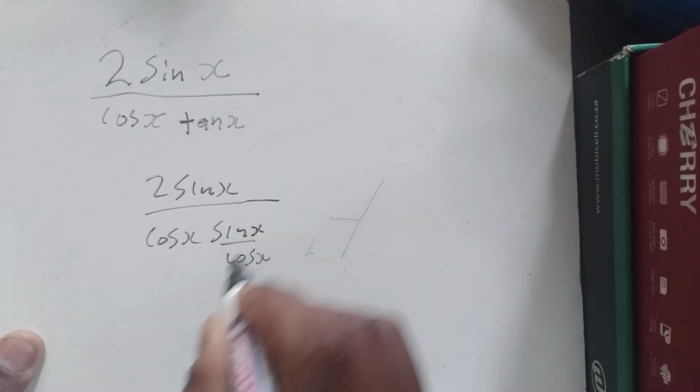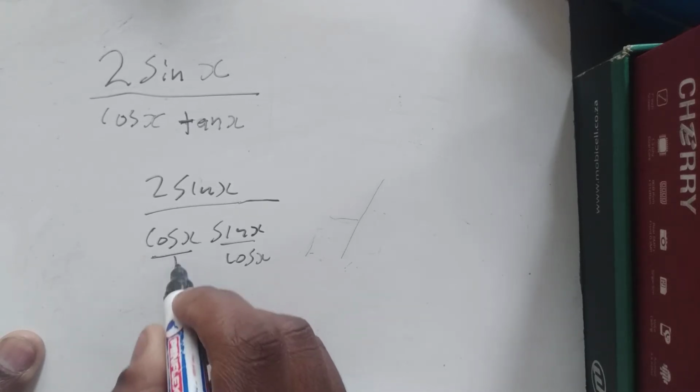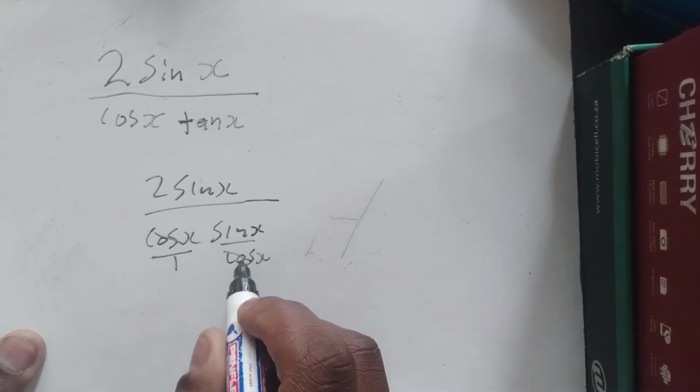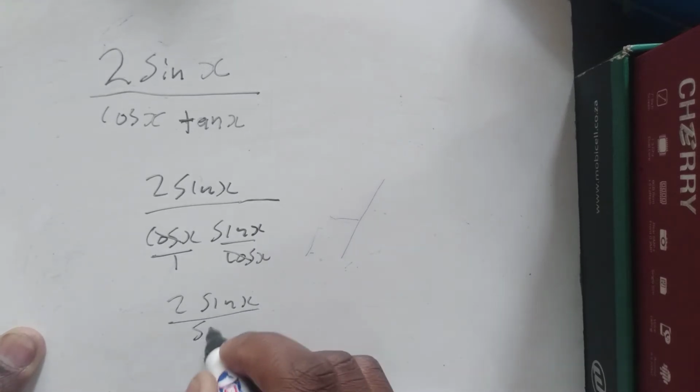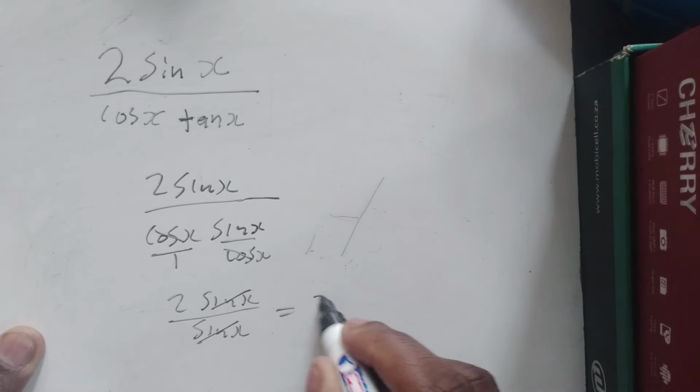Now when you deal with this part alone, you'd notice that this is multiplication of fractions, so this is the same as over 1, and these two cancel because one is a numerator, the other one is a denominator, and then what you're left with is 2 sine x over sine x, and then this cancels out and we are left with our answer as 2.